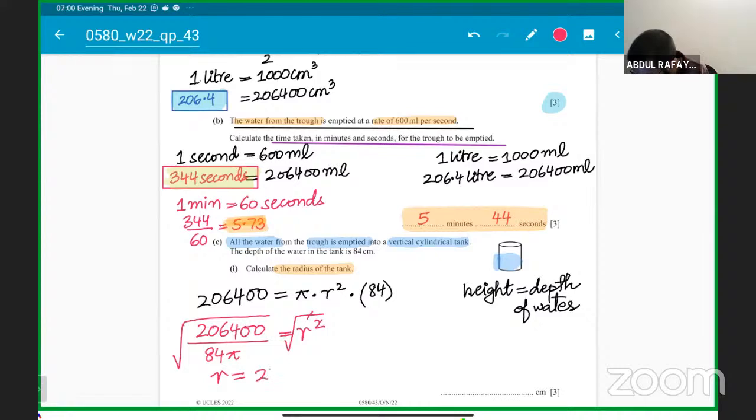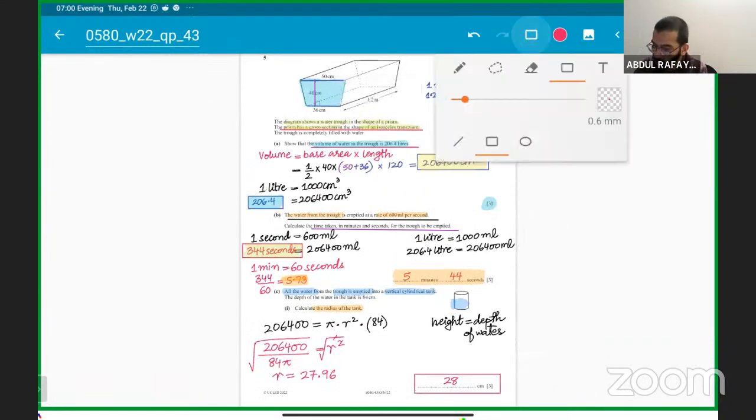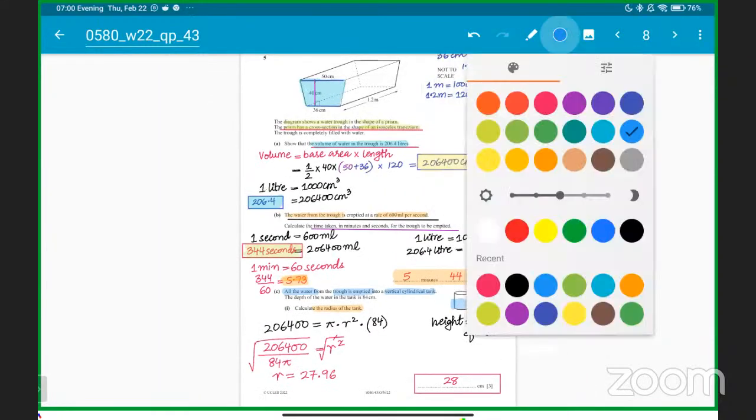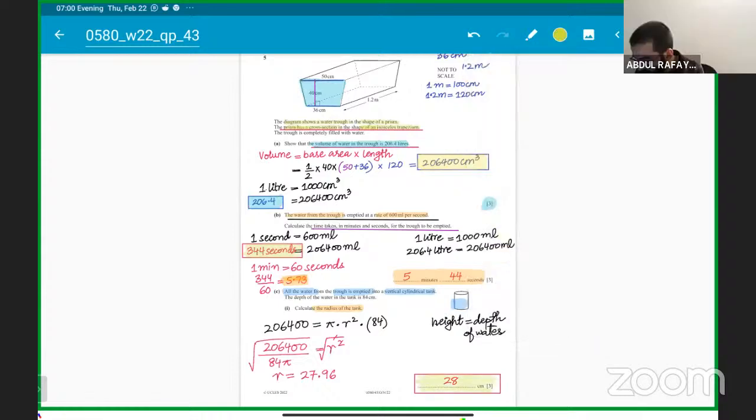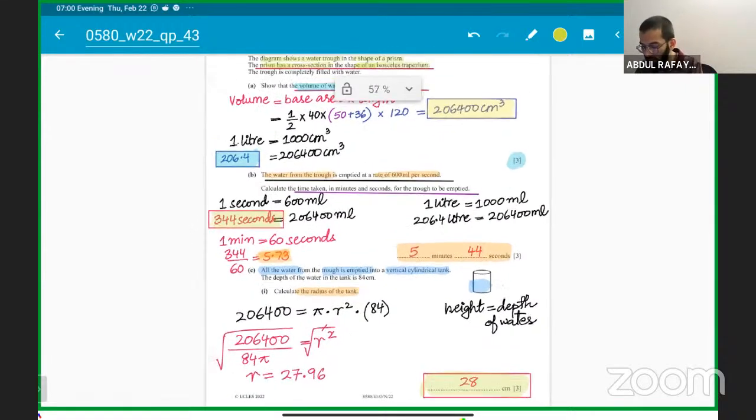I'm getting it as 27.96. Right? Everyone following with me? 27.96 something, so you can write it down to 28 centimeters as the radius. Let me know how many got it, guys. Clear? Understood? Any questions, any doubts?